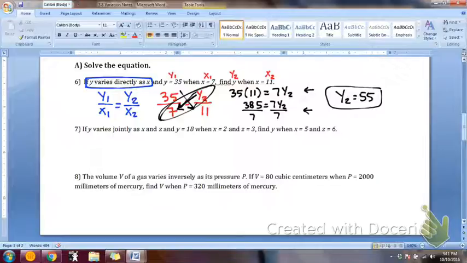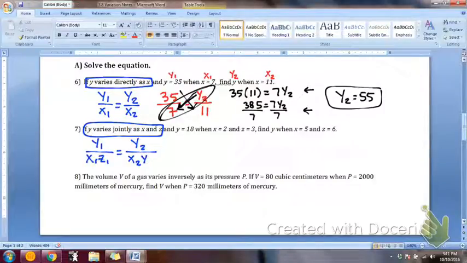Questions on number 6? Okay, number 7 says if y varies jointly as x and z. So there's the directions about what's happening. Y varies jointly as x and z. And they're giving me multiple y's and x's. Do you guys see that? So this is going to be the proportion. And I think writing the proportion out is going to be really helpful when you go to plug things in.